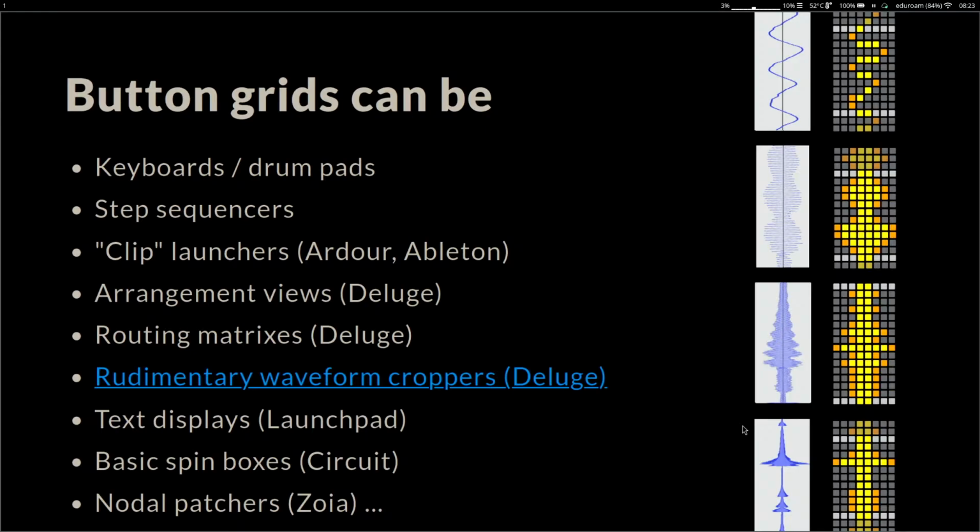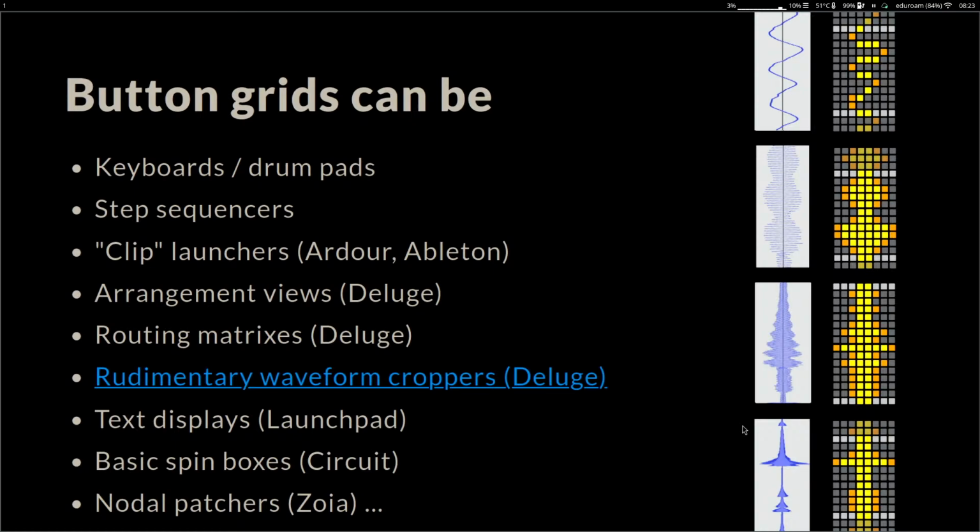We have arrangement views, routing matrices, rudimentary waveform cropper, that's all in the Deluge. So that's a self-contained grid device that is now open source as well. So it's the outlier, and I think it's the best as well. So yeah, it's very promising. I'm going to show you a little bit of the wave cropping. You can just see what it looks like there on the side. You can just take a waveform and you can actually interact with it on a very limited button grid.